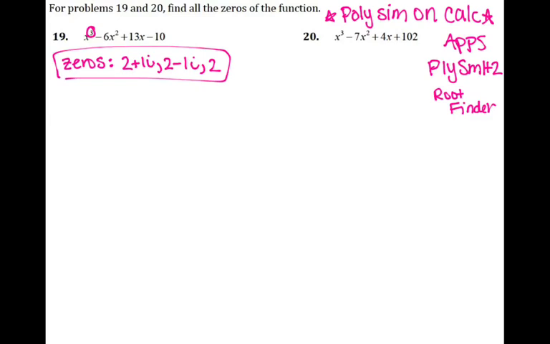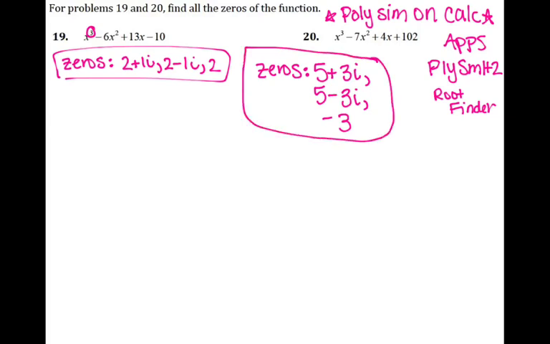I'm going to go ahead and do the same thing for number 20. Use Polysym on the calculator. Might as well, since you just have one shot on the final exam. So I have 1x cubed, negative 7x squared, 4x, and 102. I'm going to hit solve, and my zeros are 5 plus 3i, 5 minus 3i, and negative 3. And there you go. Easy peasy when you use the calculator.